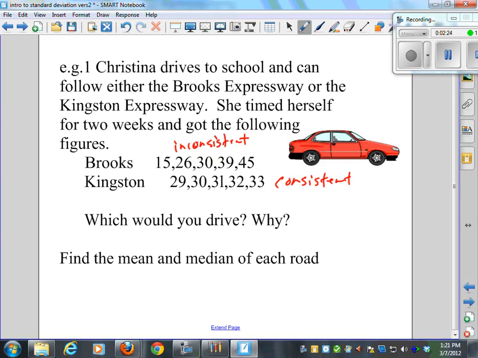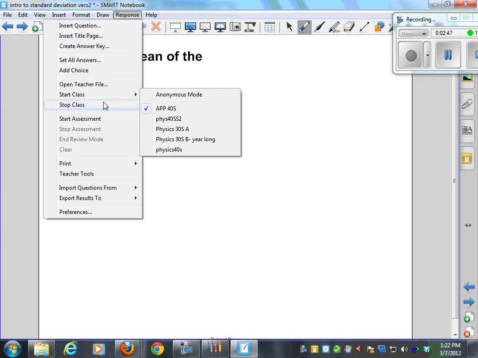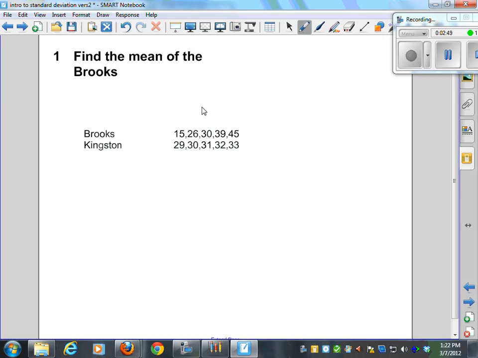Okay, so what I would like you to do is calculate the mean and median for each one of those rows. How do you find the mean? You add them up and divide by 5. How do you find the median? You put them in order and pick the middle one. So the first thing you're going to do is give me the mean of the Brooks, and you're going to enter the number with your clicker. The mean is adding up the Brooks and dividing by 5. So go ahead and do that.